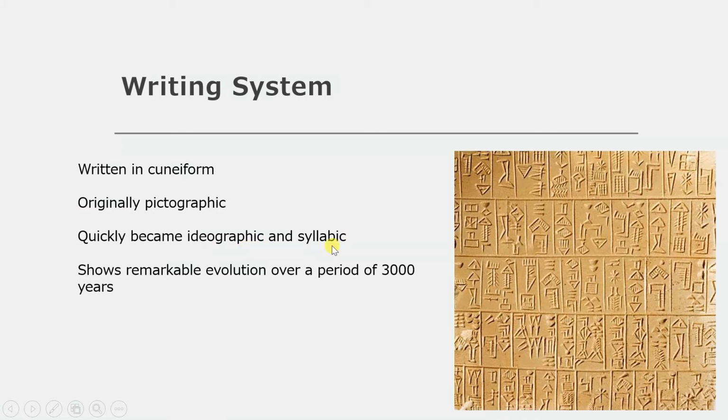A lot of languages use syllabographic writing in modern times. Amharic and Japanese are two pretty classic examples of this. And so this isn't what we might be tempted to think of as sort of a primitive way of writing. It's quite advanced. And Sumerian advanced to the stage of writing fairly quickly. The writing system itself shows remarkable evolution over a period of 3,000 years. So it was essentially used in different capacities over a very long period of time.